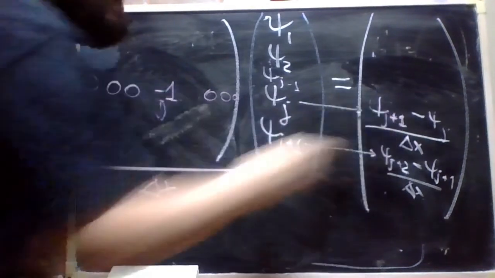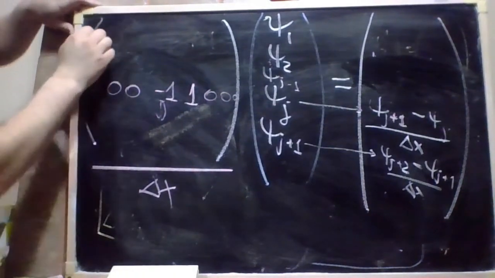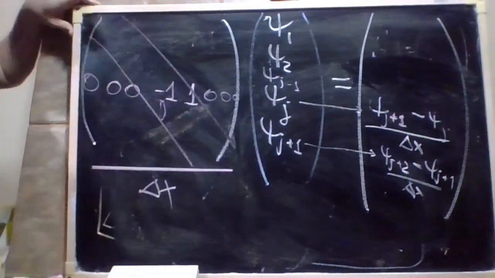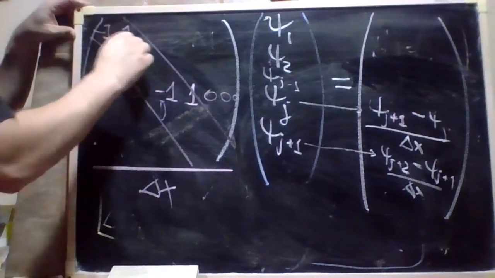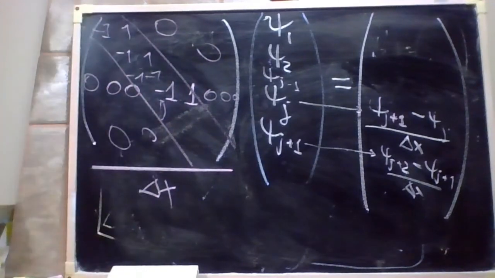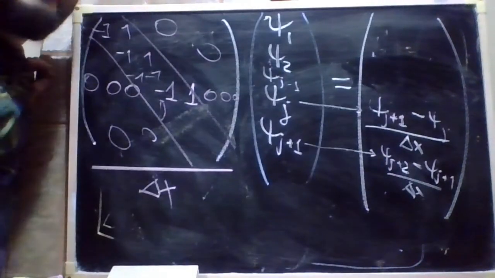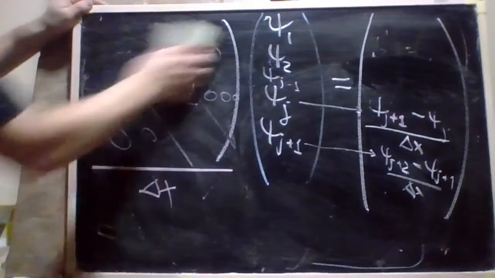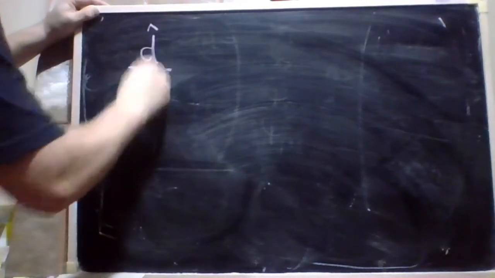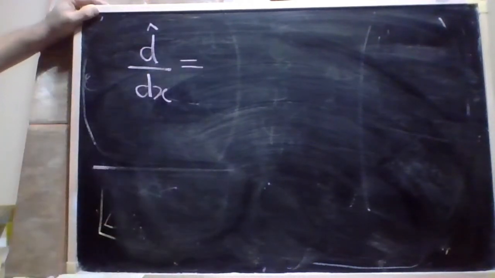So j plus 1 here, I need to multiply it by 1. So I have 1 here. And this is a diagonal matrix of the form of minus ones, ones, minus ones, ones, minus ones, ones, and zeros otherwise. So this matrix produces a vector which is the derivative function. So I can say always that a derivative operator, a first order derivative operator, corresponds to this matrix.